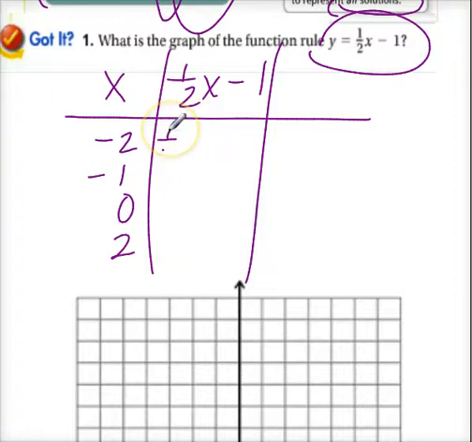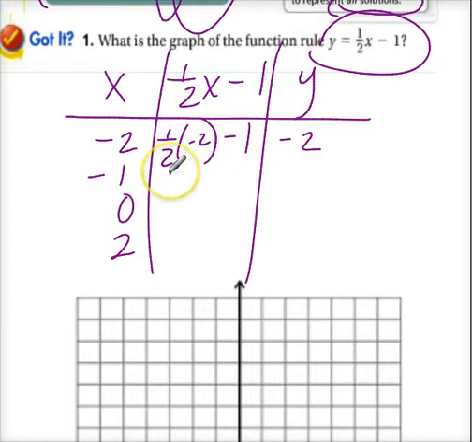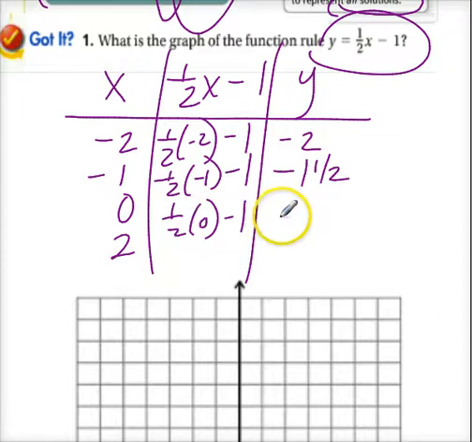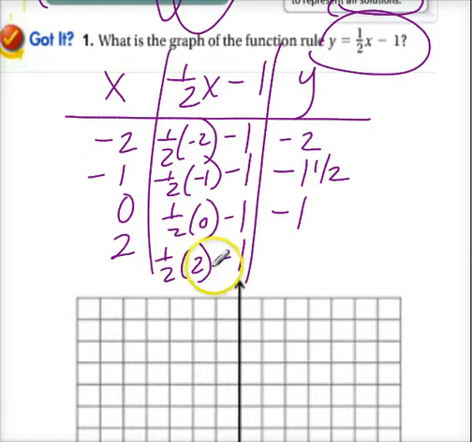Plugging that in, 1/2 times -2 minus 1. Well, that's a -1 minus 1 is -2 for my y. Plug in a -1. -1 times 1/2 is -1/2. Minus 1 is -1 and 1/2. Plug 0 in, that's an always easy one. This is equal 0 minus 1. And 1/2 times 2 is 1 minus 1 is 0.